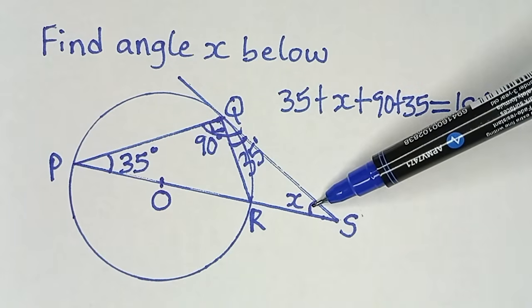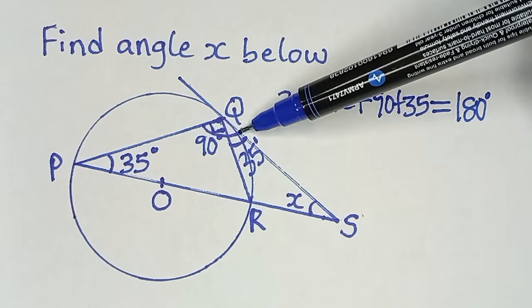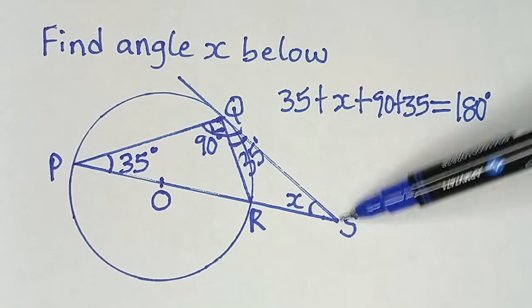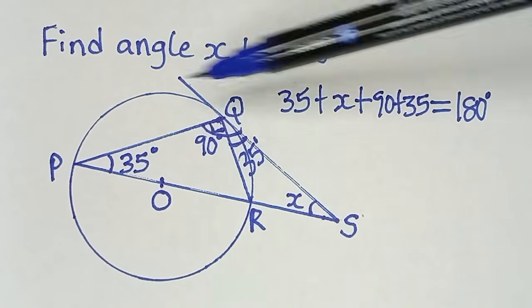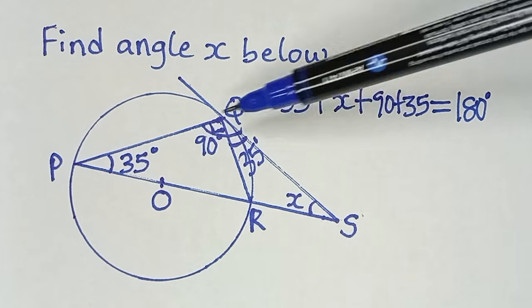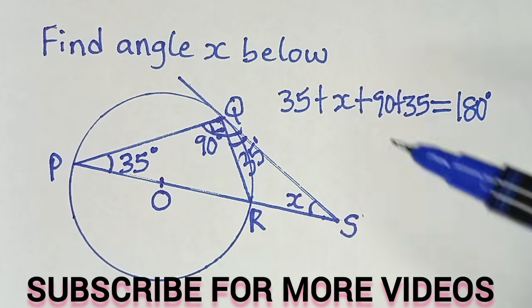So one of the angles is X, the second angle is 35, and the third angle in this triangle. Now, don't forget I'm using triangle PQS. Triangle PQS. So X plus 35 plus the whole of this angle, which is the third angle. The whole of this angle is 90 plus 35. All together add up to 180 degrees, because the sum of angles in a triangle is 180.